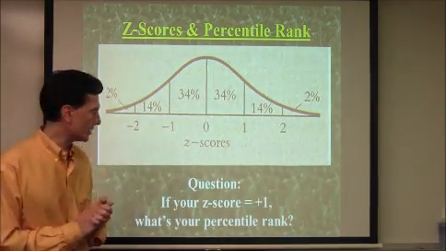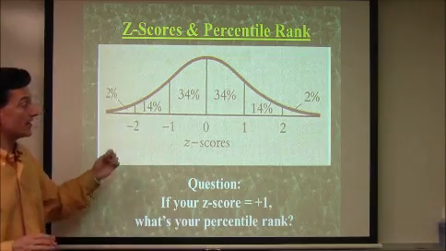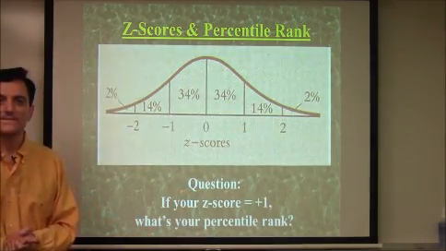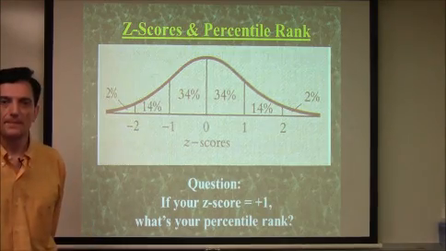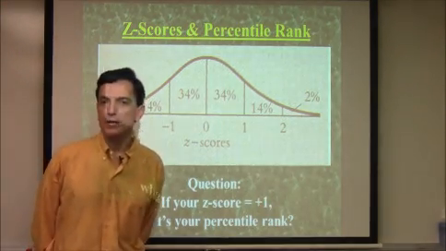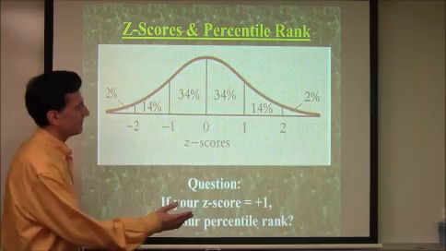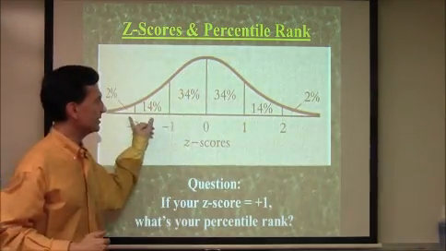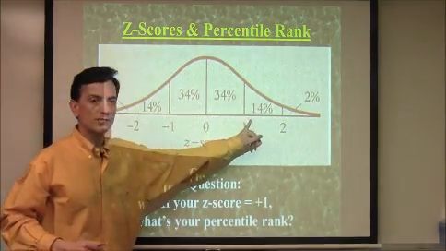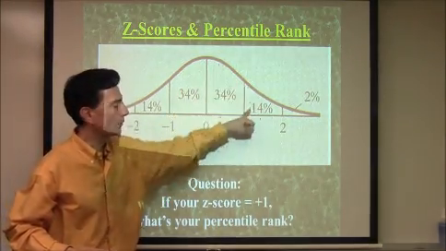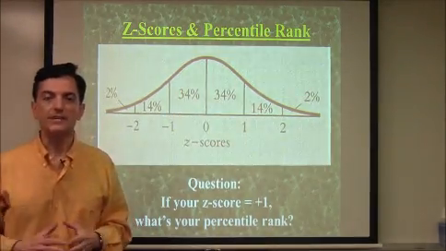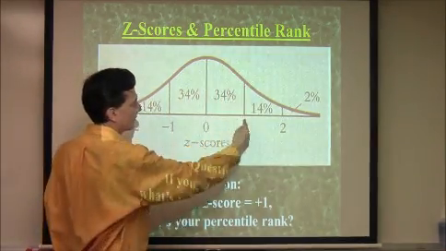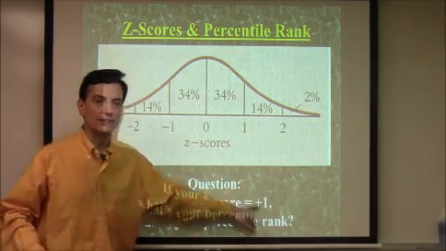Okay, here's one more question. If your z-score is positive 1, I'll point to that over here, what's your percentile rank? Okay, hopefully you came to the number 84. And the reason that we come to that number is we know that we have 50% to the left of this point, and we're now going up one more standard deviation, which adds another 34% of the population. So 50 plus 34 gets us to 84. So now we're at the 84th percentile when our z-score is positive 1.